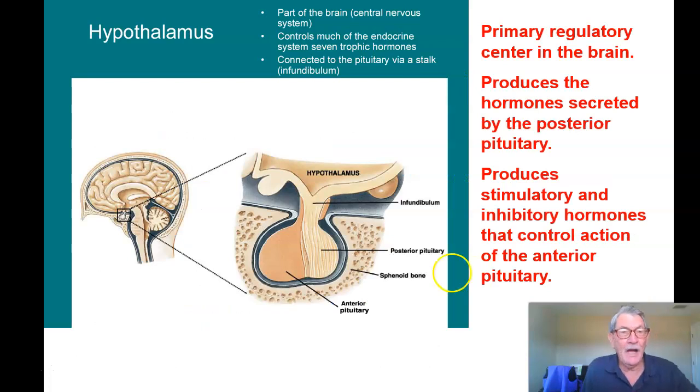So let's look at the hypothalamus. Here it is, at the top of the brain stem, the bottom of this midbrain type area up here. The hypothalamus is right below the thalamus. The thalamus is up here. Hypothalamus is here. Pituitary stalk, and the anterior and posterior pituitary.